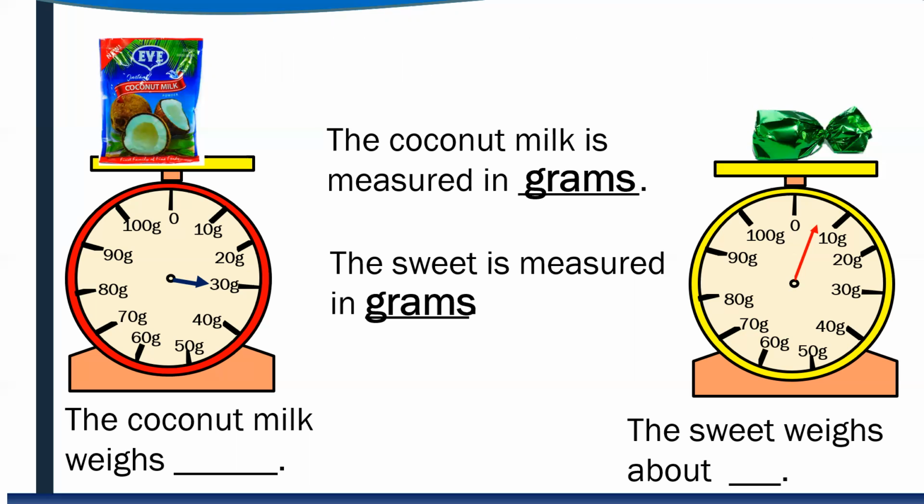Now, I want you to look at the sachet of coconut milk and tell me how much it weighs. Great job, boys and girls. The sachet of coconut milk weighs 80 grams. Remember now, we look at the arrow to see where it is pointing, and that will tell us how much each item weighs. What about the sweet? How much does it weigh?